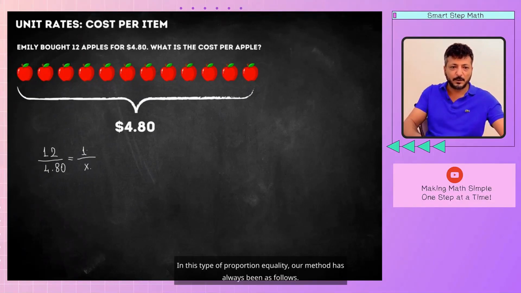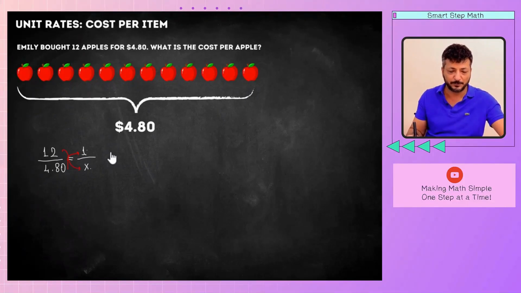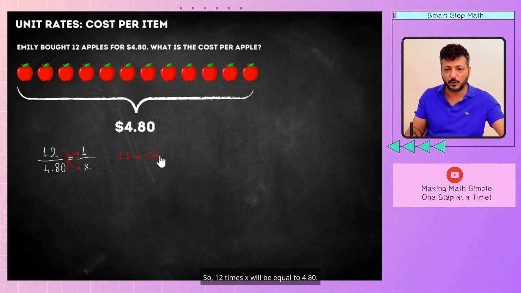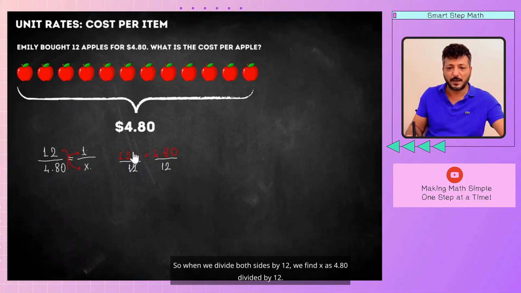In this type of proportion equality, our method has always been as follows. We learned that the cross products would be equal. So 12 times x will be equal to 480. If our goal is to find x, we need to divide both sides of the equation by 12, the coefficient of x. So when we divide both sides by 12, we find x as 480 divided by 12.